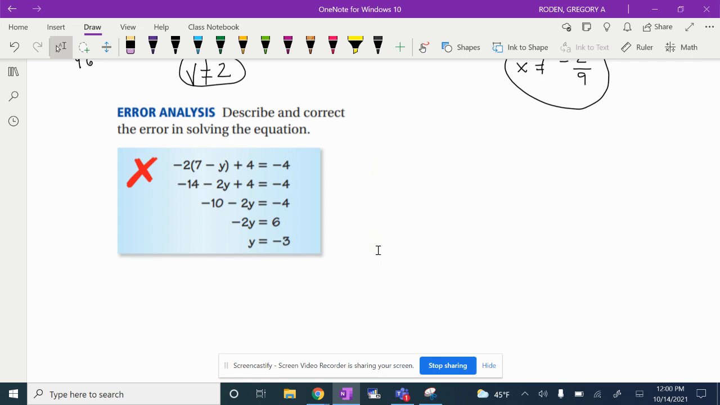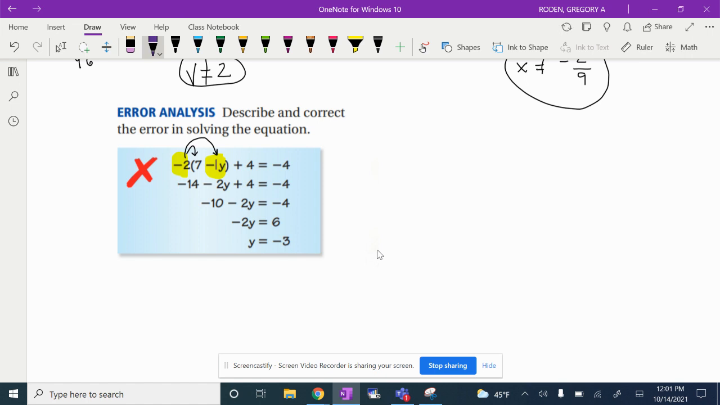Well, it looks like they did everything right. They did the distributive property. So they said negative 2 times 7 is negative 14. And they took the negative 2 times the negative y. Now, here's where their mistake happened. A negative 2 times, this is really a negative spooky 1y, right? There's really a spooky 1 right here. So that's a negative spooky 1y.